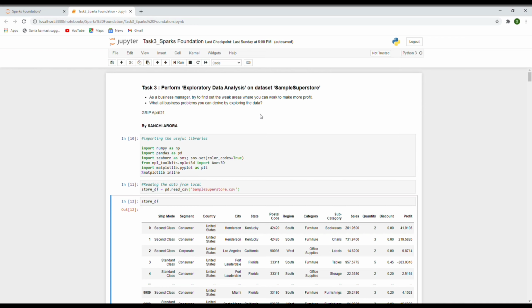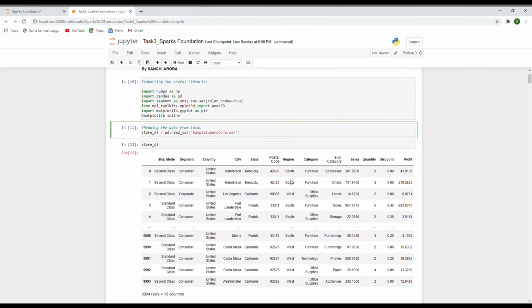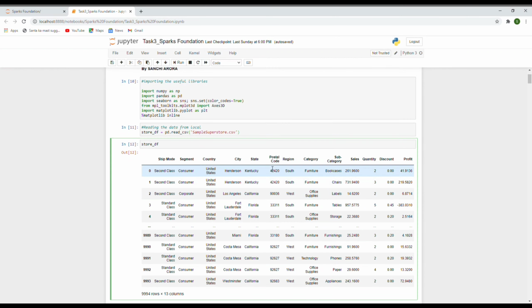So here we go. We have imported the useful libraries, that is NumPy, Pandas, Seaborn, Matplotlib, etc. And after that, we have read the data using pandas. And here is the data set. So let us understand this data first.